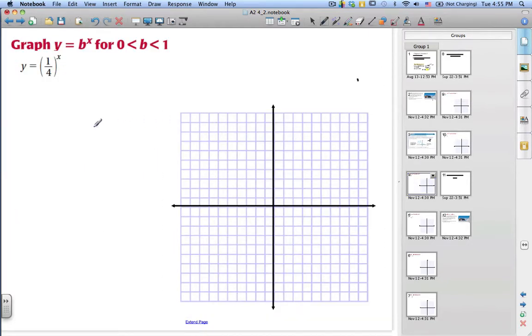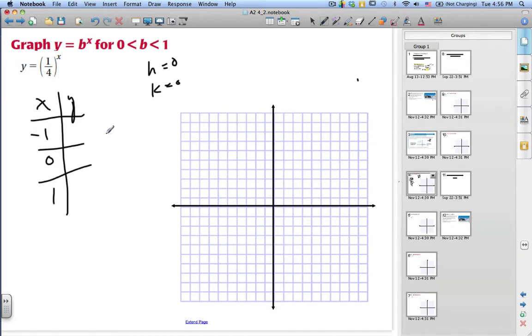So I'm going to identify h and k, do an input-output table without h and k, shift by h and k. But for right now, we're starting off with a function where h is 0 and k is 0, so there's no need to shift after I'm done. I'm going to do an input-output table, and as I did with growth functions, I'm using -1, 0, and 1. 1/4 to the -1 power is 4, to the 0 power is 1, and to the first power is 1/4. So I'm going to go ahead and graph this. And you see it comes in relatively vertically and then leaves horizontally.